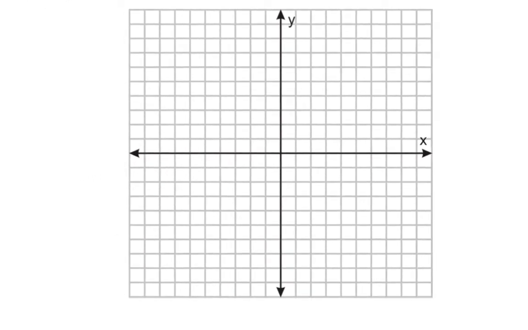I'm going to plot my points and I'm going to label them. So let's plot point A. Okay, that is point A. Let's plot point B. Now let's plot point C. And last but not least, let's plot point D. If you connect these coordinates, you'll see that it creates a very strange looking quadrilateral, but it would still be considered a quadrilateral since it has 4 sides.